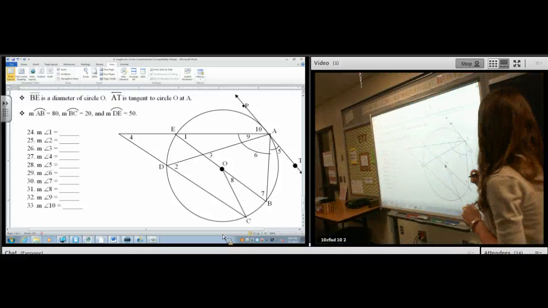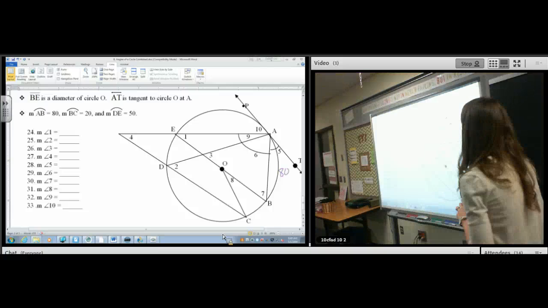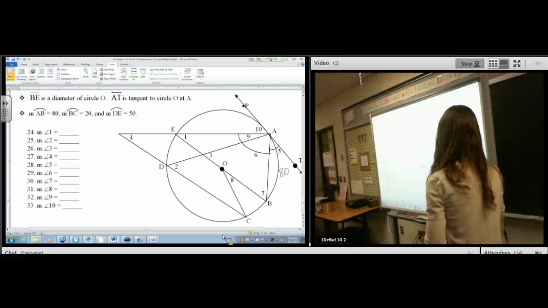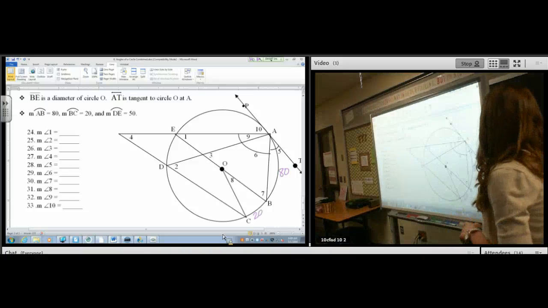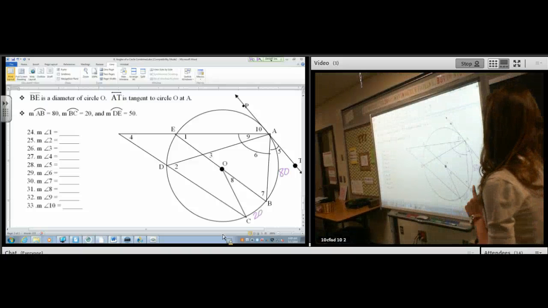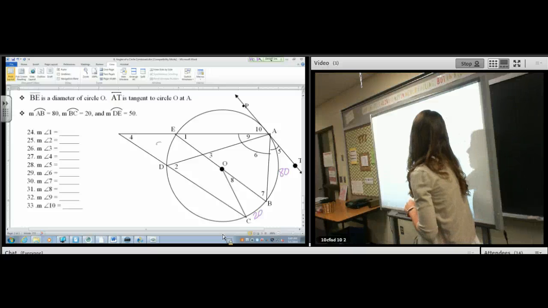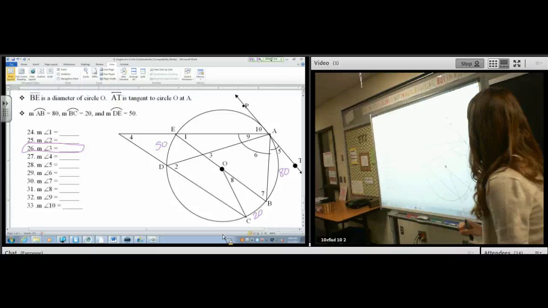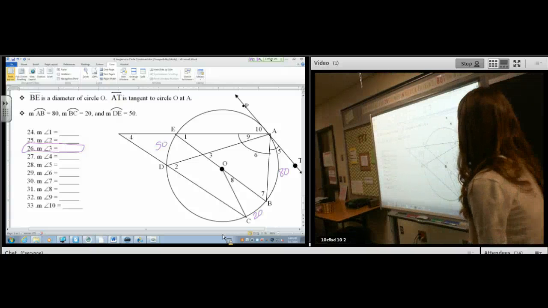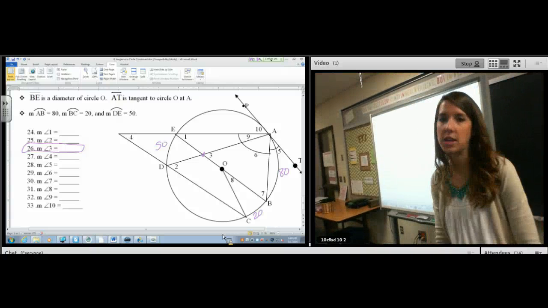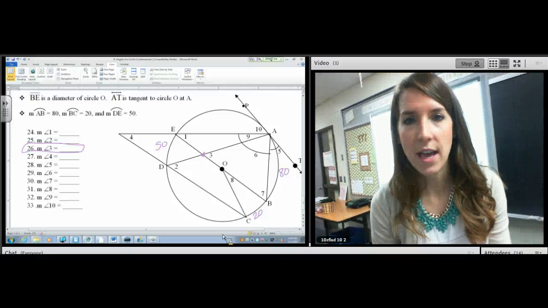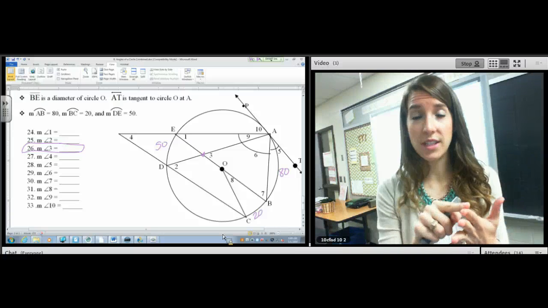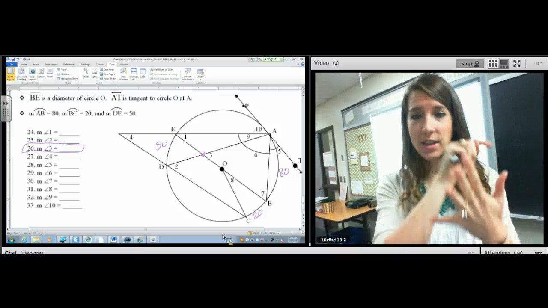All right, the measure of arc AB is 80. The measure of arc BC is 20. The measure of arc DE is 50. And you're wanting me to find angle 3. All right, that's not bad at all. Every time you ask yourself, hey, where is the vertex of the angle that I'm looking for? Where is it? Is it inside, outside, on, or center? Inside, outside, on, or center?